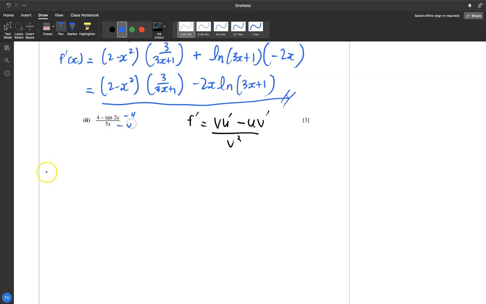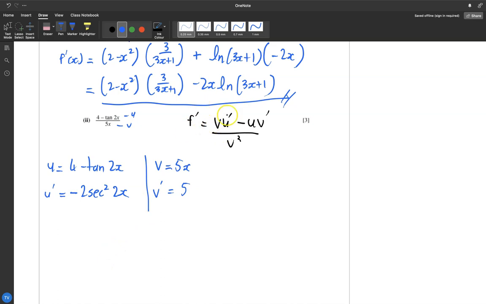This is u, this is v. So I'm going to do one by one. u equals 4 minus tangent 2x. u prime is equal to secant squared. The differentiation of tangent is always secant squared. Therefore, negative 2 secant squared 2x. Where did I get this negative 2? I differentiated the inside here. Because there's a negative, the differentiation of 2x is 2, so negative 2. Again, if you don't understand the differentiation of trigonometry, please go and Google search. You should be able to find more examples. So v is the bottom, 5x, v prime is equal to 5.